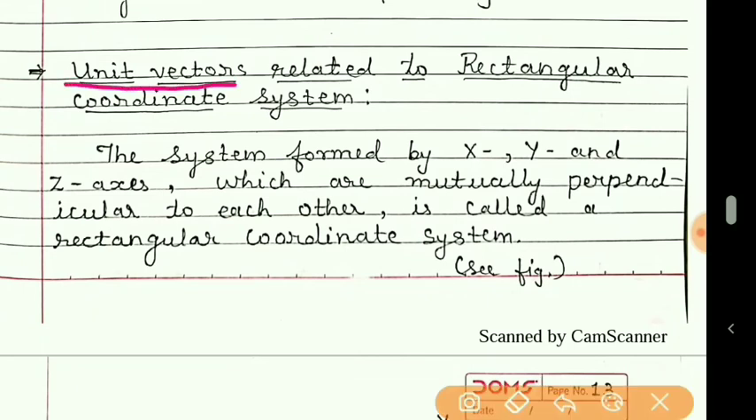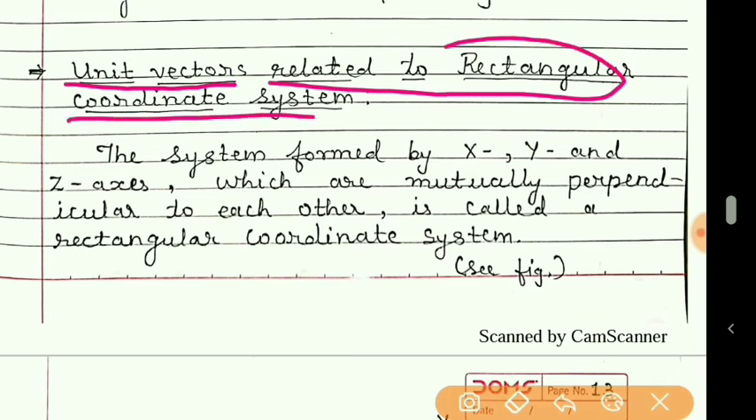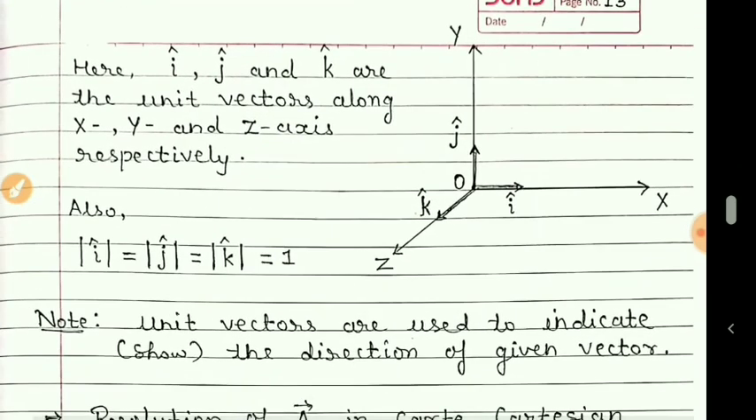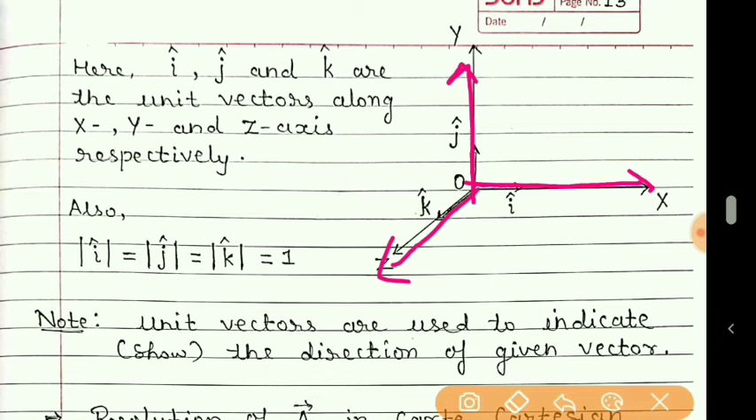Unit vectors related to the rectangular coordinate system. Now this rectangular coordinate system means it is a system formed by x, y and z axes. And you might know that these x, y and z axes are mutually perpendicular to each other. So here such a type of coordinate system is shown. You can see x axis, you can see y axis and a z axis. All these three axes are perpendicular to each other.